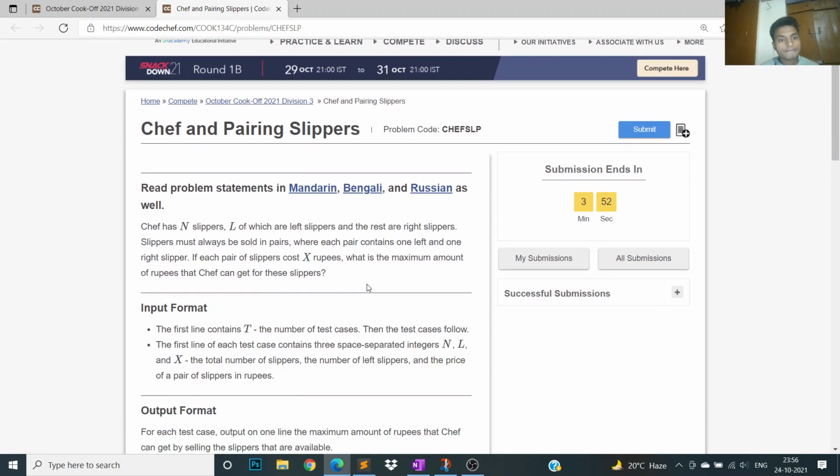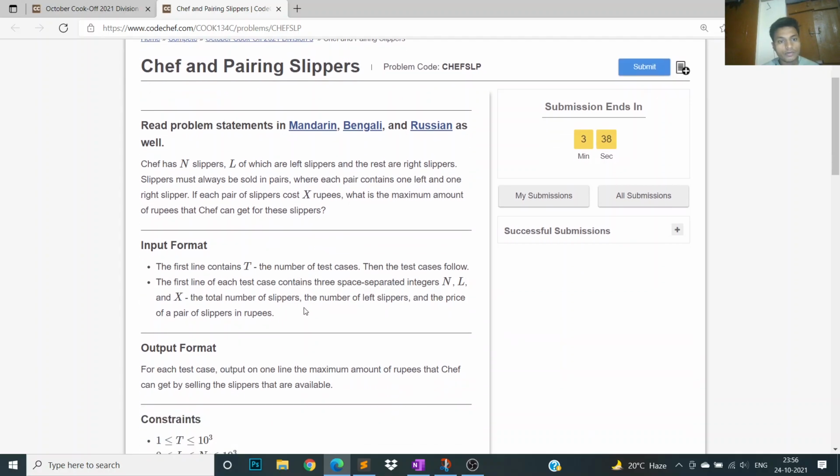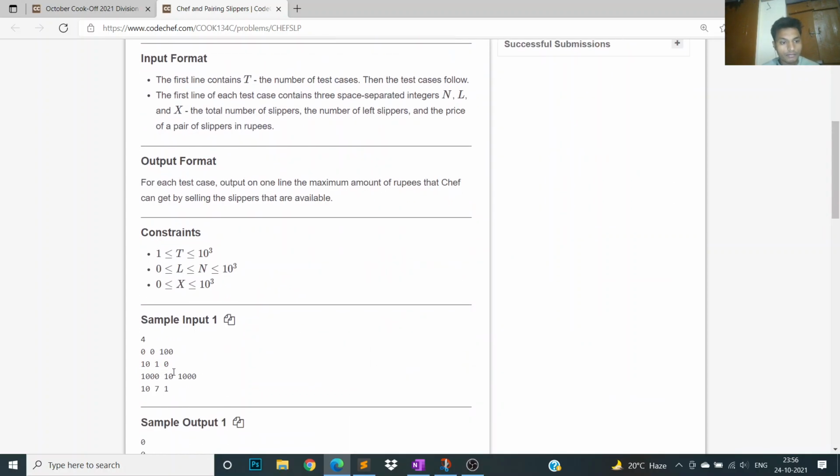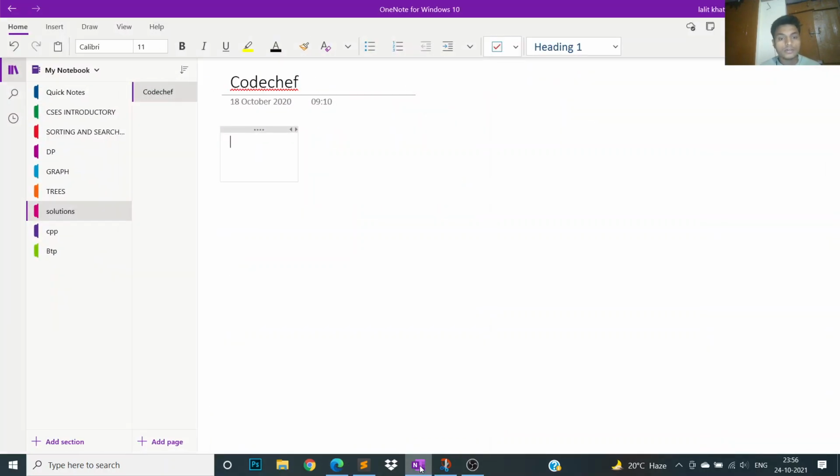Chef has N slippers, L of which are left slippers and the rest are right slippers. Slippers must always be sold in pairs, where each pair contains one left and one right. Each pair costs X rupees, and we need the maximum money that can be earned. We are given T test cases, and each test case has N, L, X.